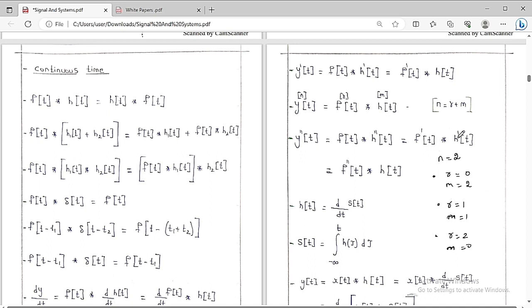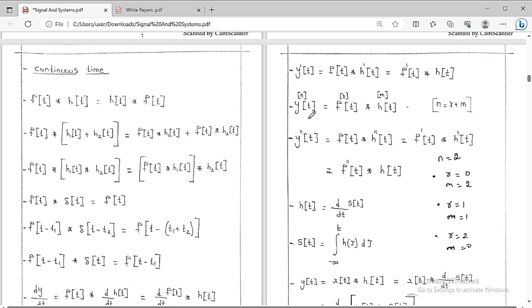M is equal to 1 means first derivative of f dash of t convolution. Third case, r is equal to 2 means second derivative, so f double dash of t convolution. Here n is equal to 0, means there is no derivative, means take h of t as it is. So this is the way you always have to keep in your mind.